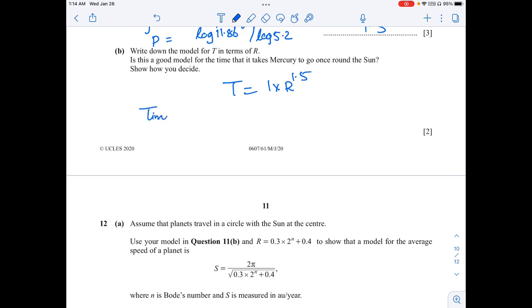I try to find the time, which is 1 times 0.39 to the power of 1.5. When I simplify that, to 2 decimal places it becomes 0.24. So the actual time is also 0.24 only. So the answer is yes, it is a good estimate, because by calculation we are getting 0.24 and the table is also predicting it as 0.24. So therefore, yes, it is a good prediction.